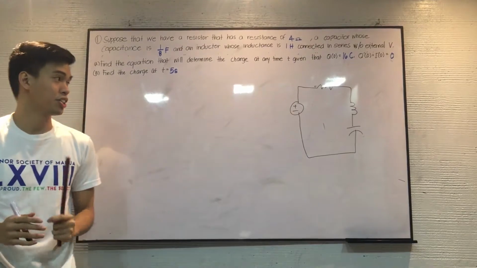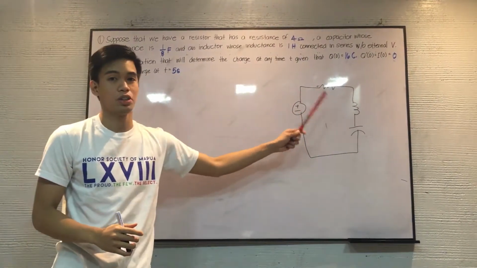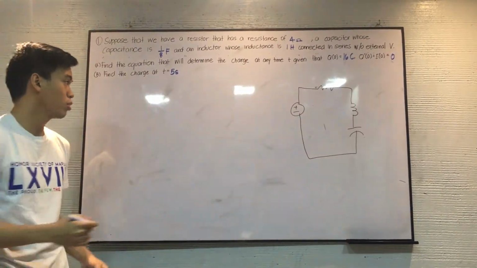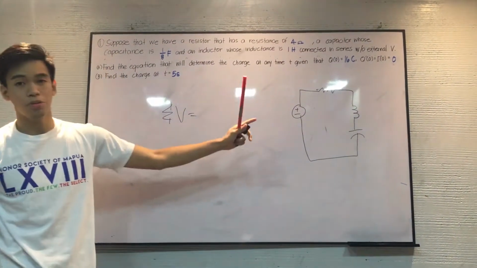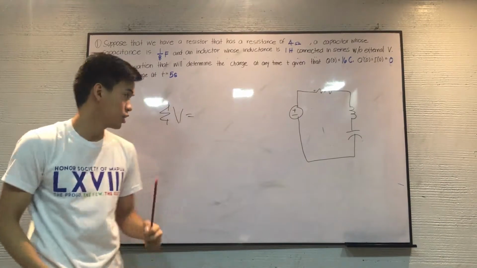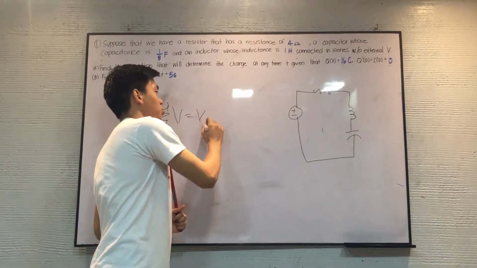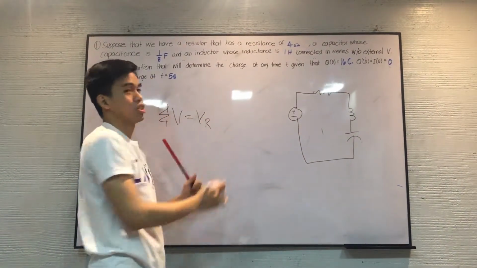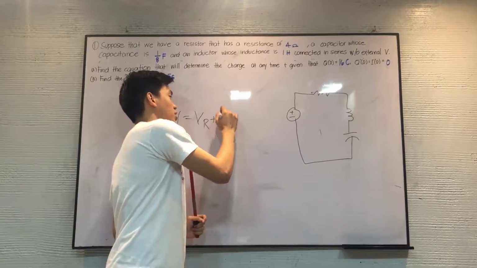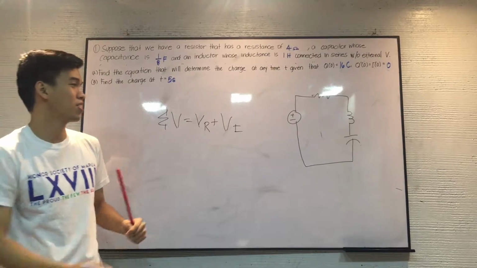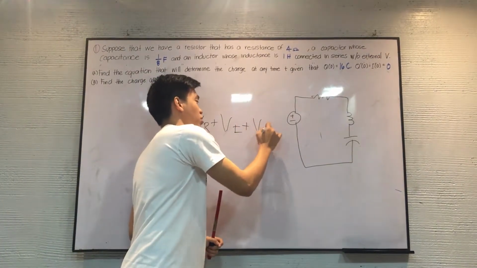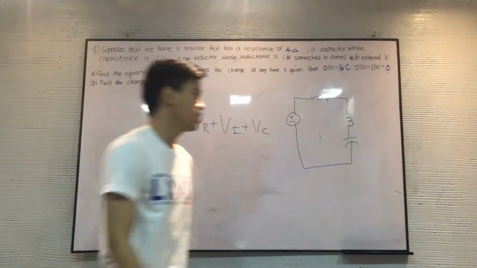As a visualization, this is how the components are connected in the circuit. The total voltage of the circuit is equal to the sum of all the voltages within the components, which is equal to VR, the voltage of the resistor, VL, the voltage of the inductor, and the voltage of the capacitor.